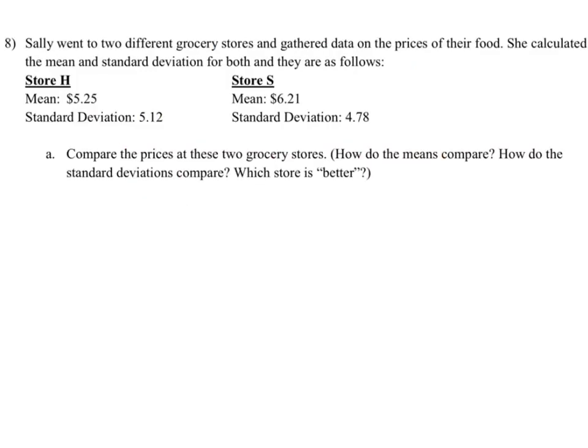Let's go to one more. It's going to be the last one there, number 8. Sally went to 2 different grocery stores and got data on their prices of food. She calculated mean and standard deviation for both, and they are as follows. We got a mean of 5.25, standard deviation of 5.12, mean of 6.21, and standard deviation of 4.78. So we're comparing the prices of these grocery stores. You may notice they didn't give you the actual data set. They're just the means and the standard deviations. But let's go ahead and answer these questions.